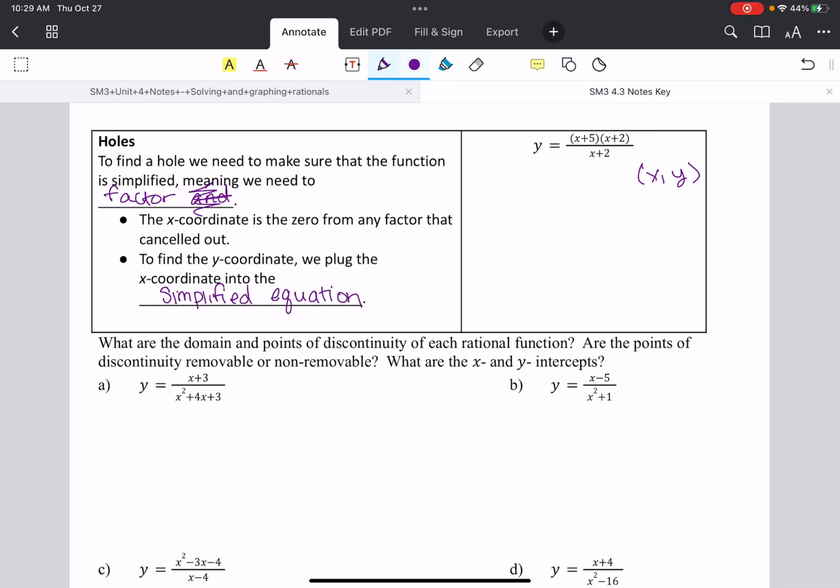What is this equation simplified to? x plus 5. So you plug in -2. So it's 3. Yes. So what is the coordinate for this hole?